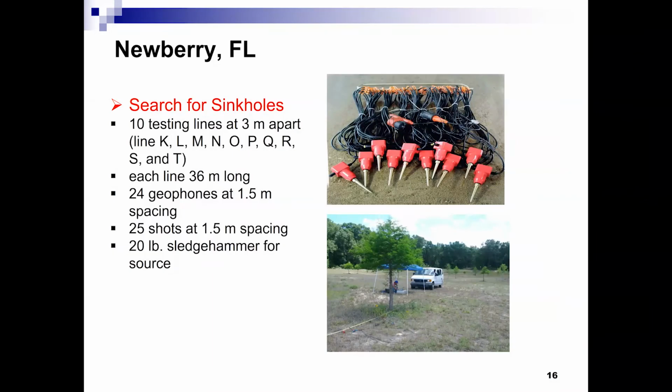So we did 10 test lines, like this. We did along line K to line T, 3 meters apart, so 10 feet apart. We run line by line, 36 meters long for each line. We use 24 geophones and 25 sledgehammer shots. So we use a 20-pound sledgehammer to induce the seismic wave. Now, when you say 25 shots, that's at one point or 25 shots? Along the line. 25 shot points along the line. So it's a very dense test configuration here.